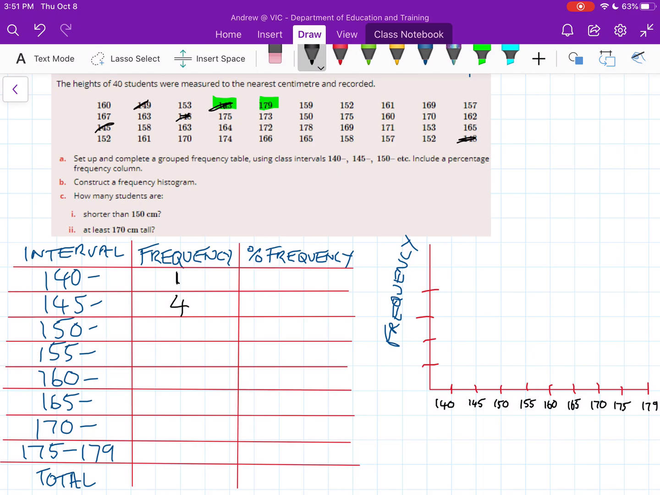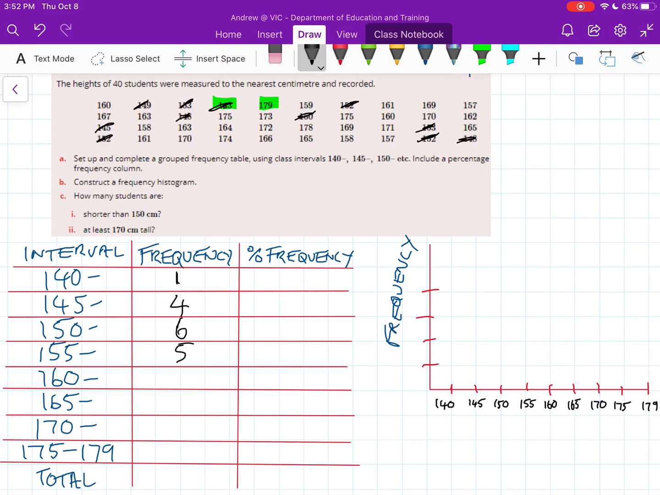I'll do one more from 150 to 154 and we'll count how many we've got. We've got 1 there, 2, 3, 4, 5, and 6. So we've got 6 there, and I'm just going to fill out the rest of the table because I've already done it, just to save a bit of time.